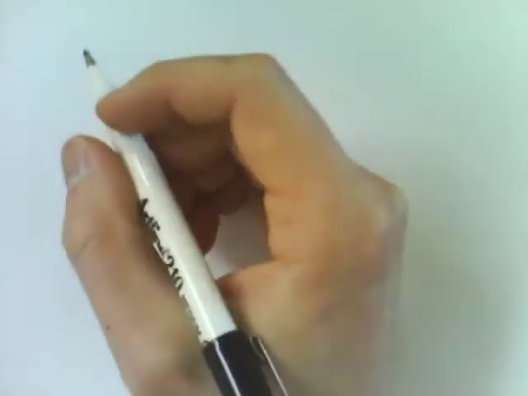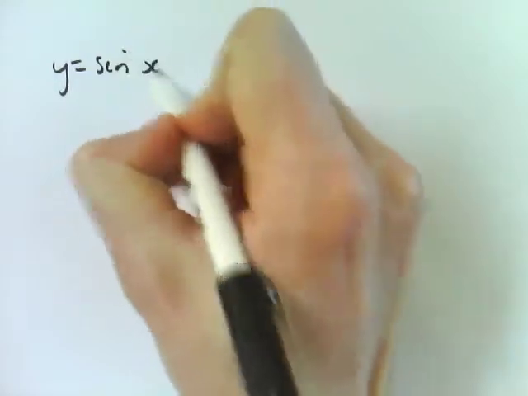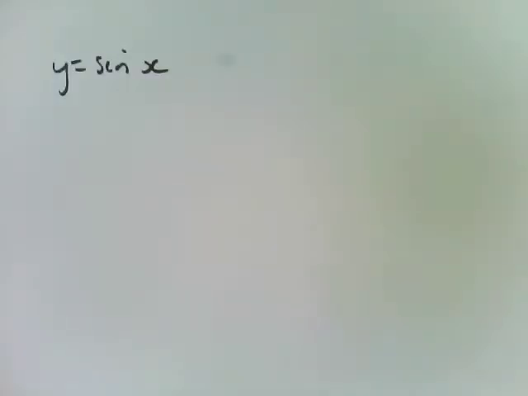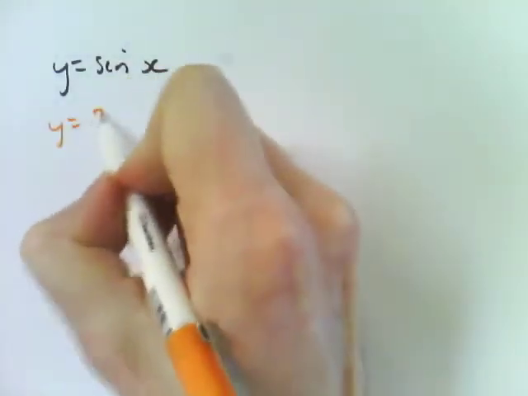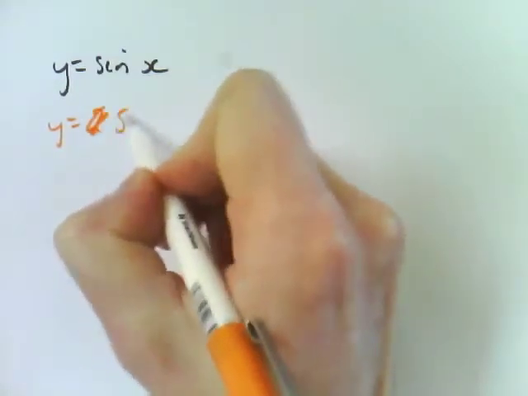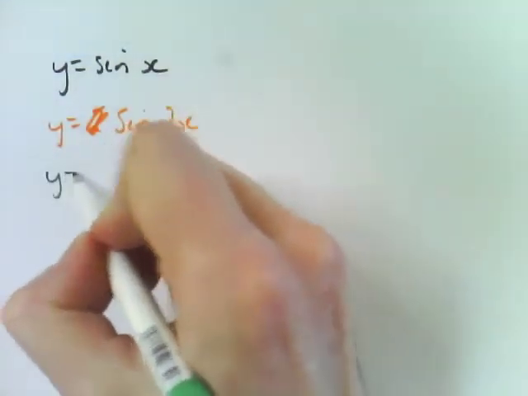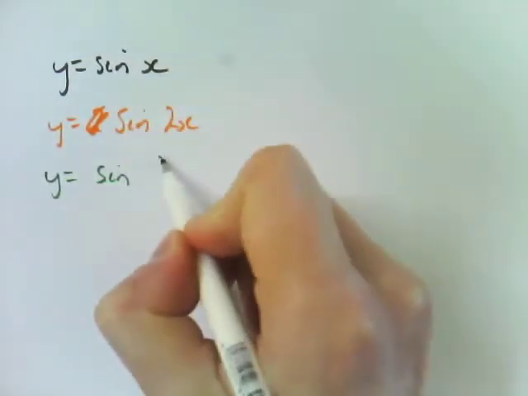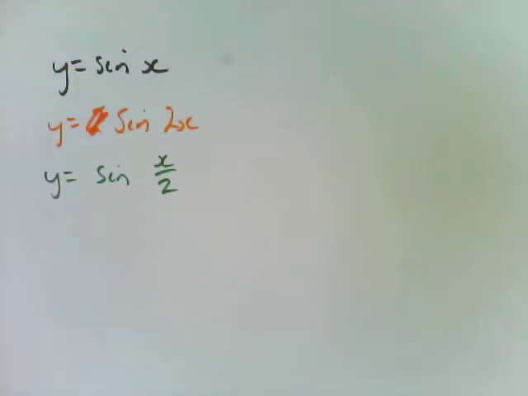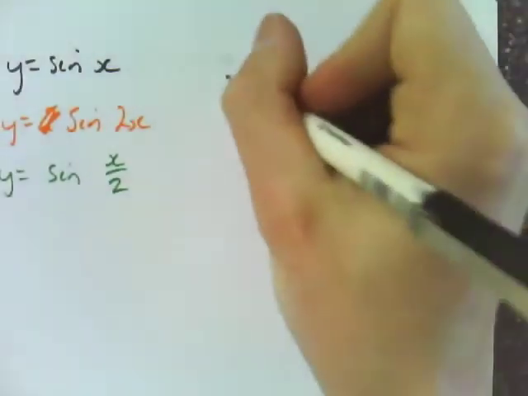So to put that into practice, if we have a look at the graph y equals sine x, I'll do it in black, and I'll do a graph of y equals sine 2x in orange, and I'll also do a graph of y equals sine x on 2 in green. Okay, so I'll draw all three of these graphs on the one axis over here.